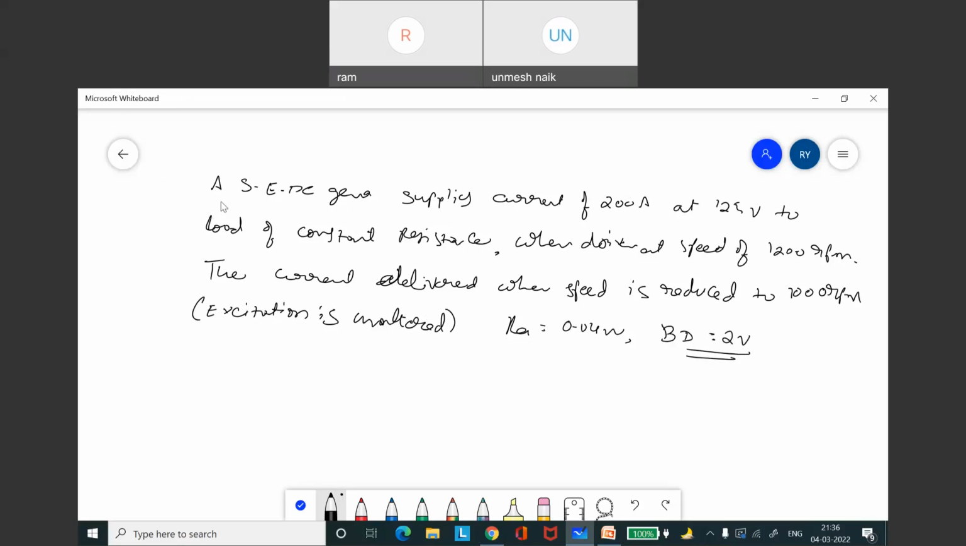So a separately excited DC generator is initially supplying current of 200 amps at 125 volts, and the machine is running at 1200 RPM. Now they're asking us to find out the current when the speed is reduced to 1000 RPM. They have given us the armature resistance and the brush drop. 125.